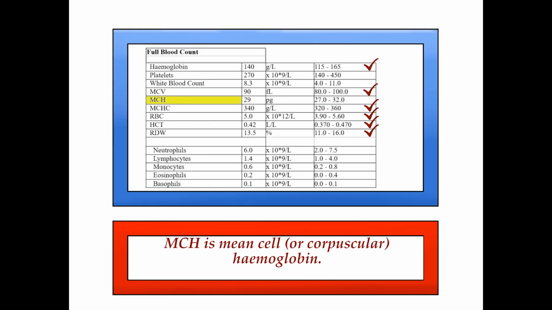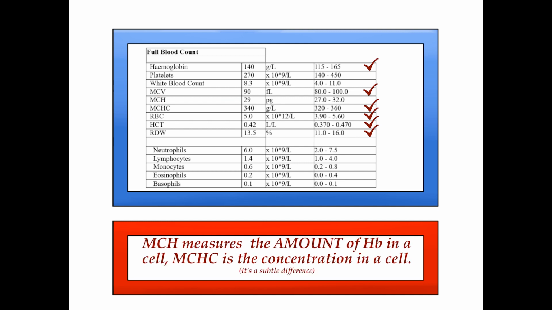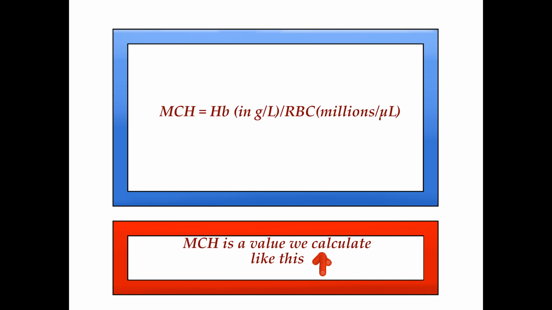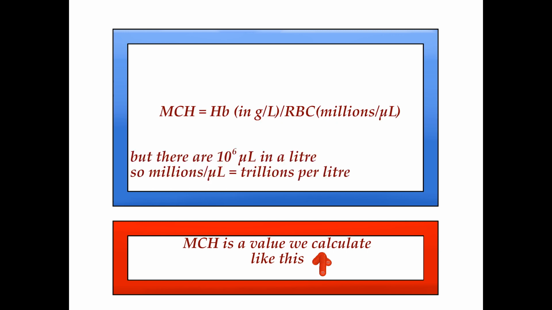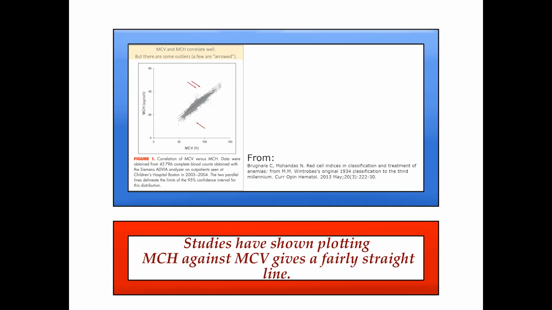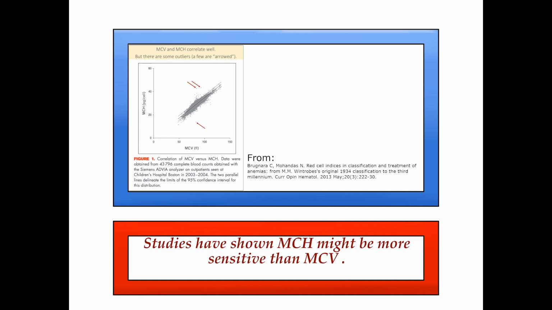MCH is mean cell haemoglobin. So how much haemoglobin's in a cell, which is slightly different to MCHC, and this is a calculated value. How you calculate it is to divide the haemoglobin concentration by the number of red cells. So it's a relatively crude measure. But if you plot MCV against MCH, again, you get a pretty much straight line. Though some evidence suggests that MCH is slightly more sensitive at picking up anaemia and differentiating anaemia than MCV is.